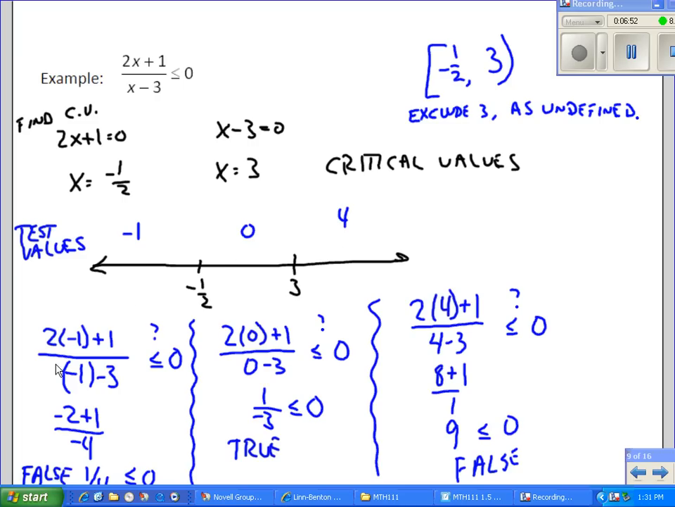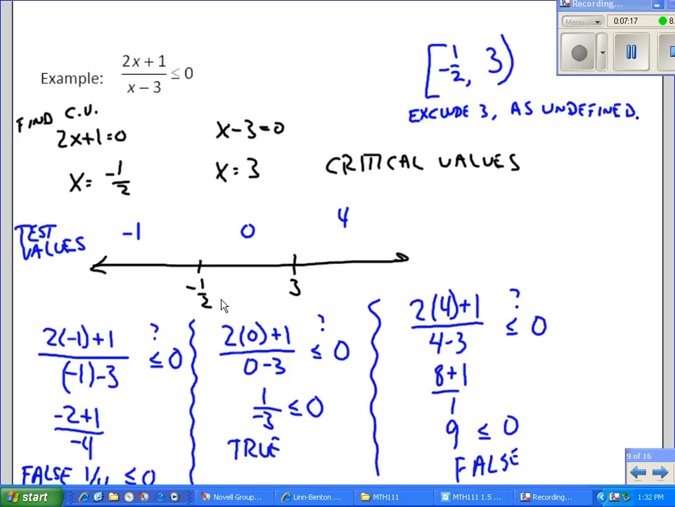Okay, so testing with the -1, substituted in, we get 1/4 is less than or equal to 0, which is false. Using the 0, we get a statement that is true. -1/3 is less than or equal to 0. And then using the 4, in our third test region, we get a false statement. So we don't want that region either. So in this particular case, we want the numbers between -1/2 and 3.